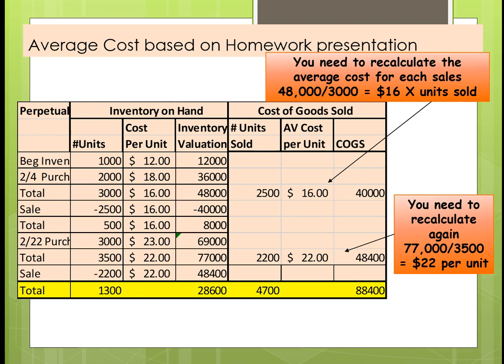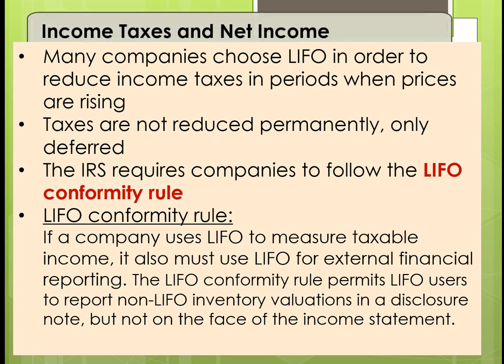Now, the last thing is income taxes. Many companies choose LIFO in order to reduce income taxes. Taxes are not reduced permanently, but in some cases they are. The IRS requires companies to follow the LIFO conformity rule. If a company uses LIFO to measure taxable income, it almost must use LIFO for external financial reporting.